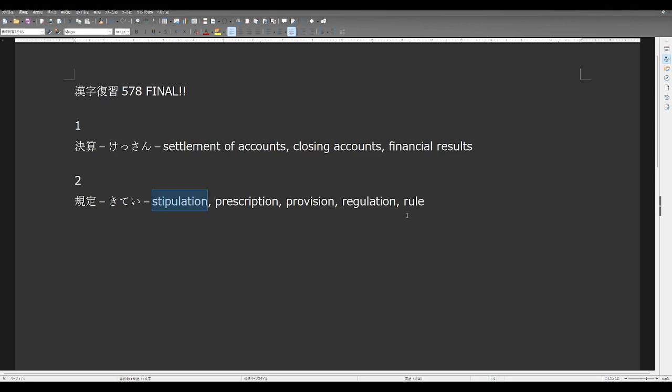That's it for my studies. We've got all the words for the N1. And by that, I mean we don't have all the words for the N1, but we had all the ones on my list in my app.